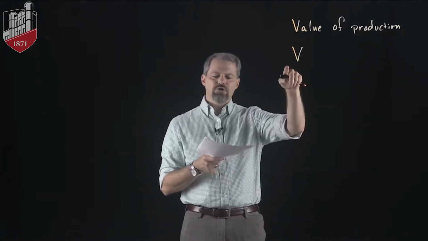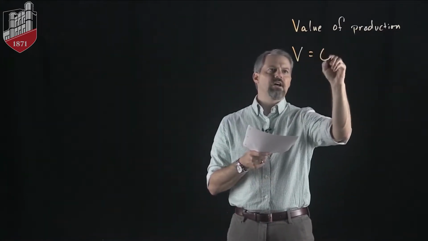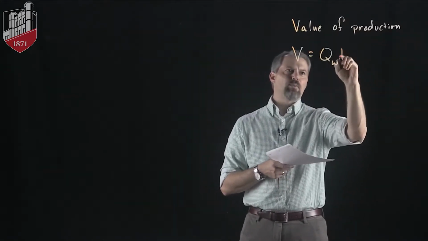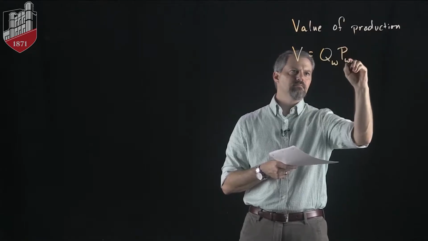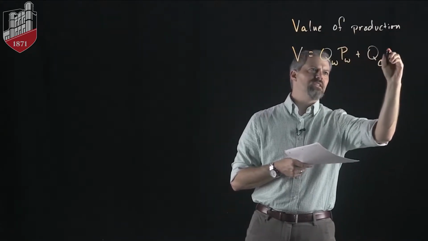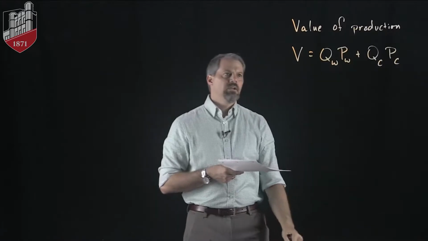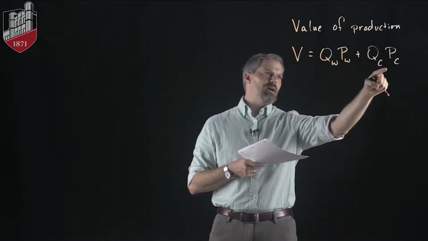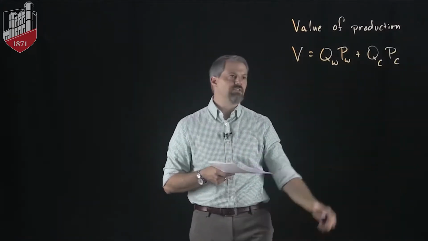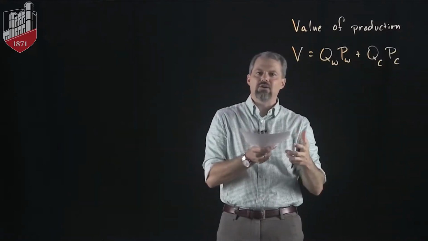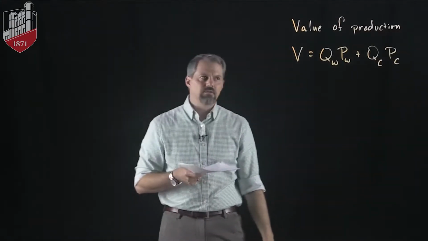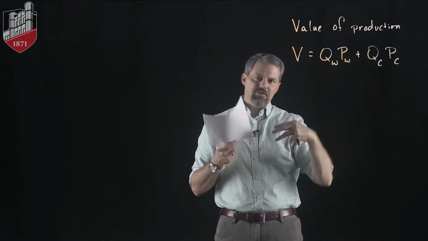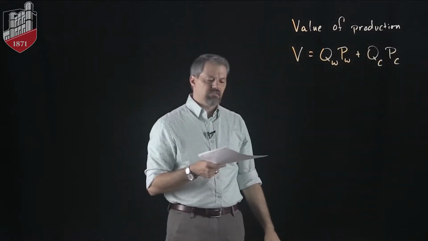The value of what you produce is going to be equal to the number of units of, say, wine that you produce times the price of wine, plus the number of units of cheese times the price of cheese. So here's the amount of money you make off of the wine you produce, and here's the amount of money you make off of the cheese you produce. And if you add those together, that tells you the value of what you've produced. And your goal is to maximize that amount that you get from selling the wine and the cheese.